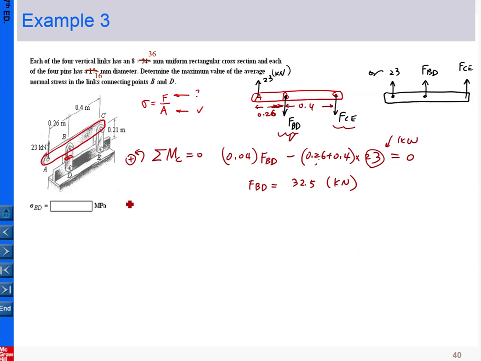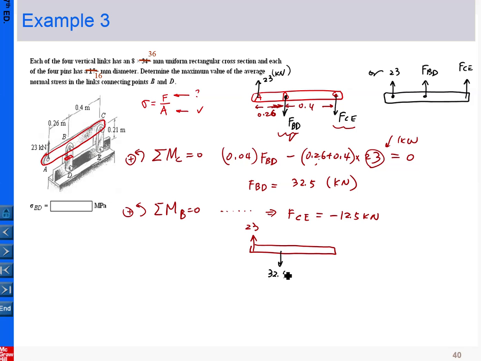In a similar way, if we take the moment about point B equal to 0, you can figure out the formulation. From here we find FCE equals minus 12.5 kilonewtons. Let me redraw this. Our free body diagram is: this is the given 23, FBD we calculated 32.5, and FCE we calculated is negative 12.5, and we assumed the direction downward, so negative means upward, positive 12.5.